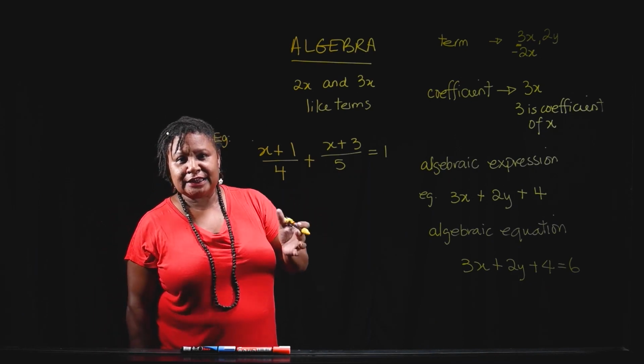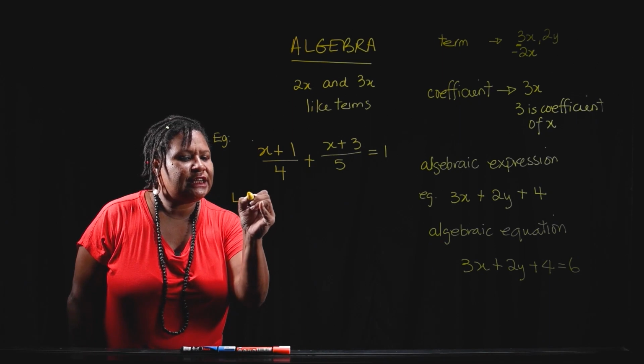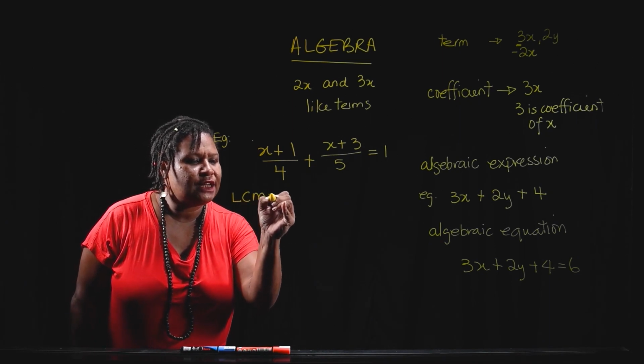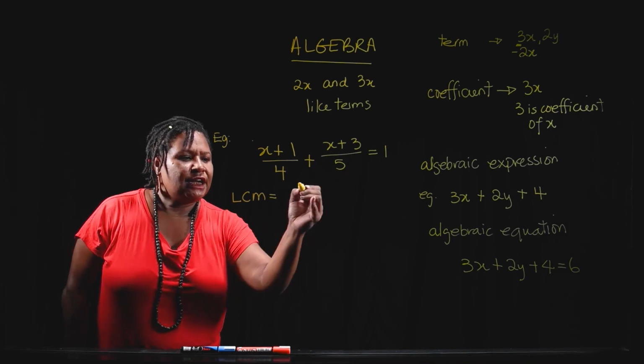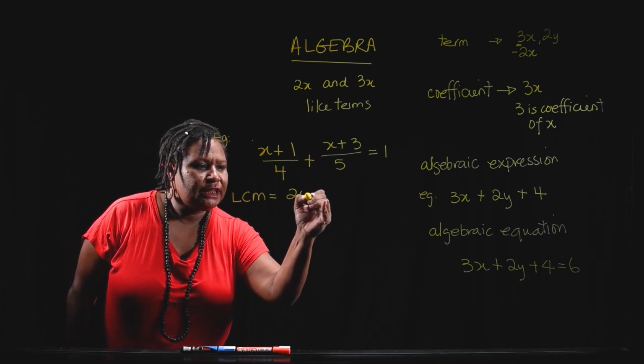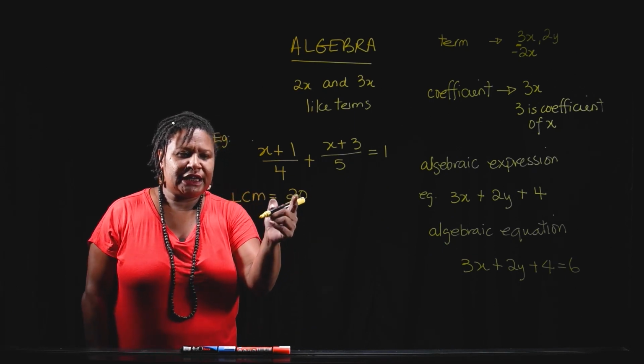You need to identify the lowest common multiple. All right? You've learned this. LCM is the lowest common multiple. Between 4 and 5, the lowest common multiple is 20. Okay, so what do we do with the LCM?